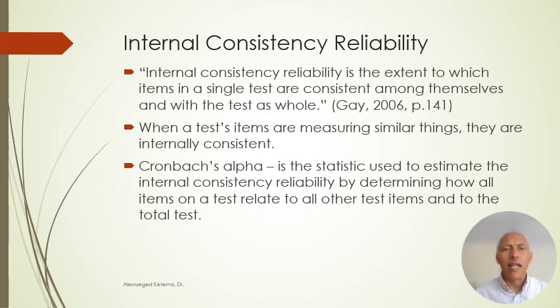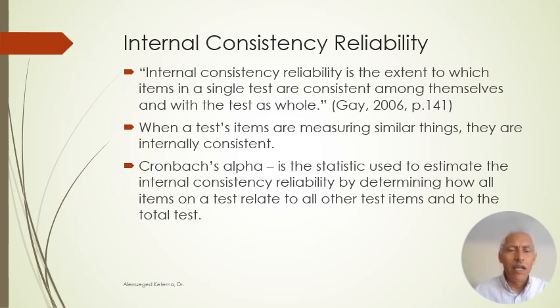Internal consistency reliability. Internal consistency reliability is the extent to which items in a single test are consistent among themselves and with the test as a whole. You have questions within the instrument. To what extent are they related, and to what extent are each question related to the whole instrument that you have? This is internal consistency reliability. When a test's items are measuring similar things, they are internally consistent. So are they internally consistent? Are they related with each other? The idea is measuring similar things.